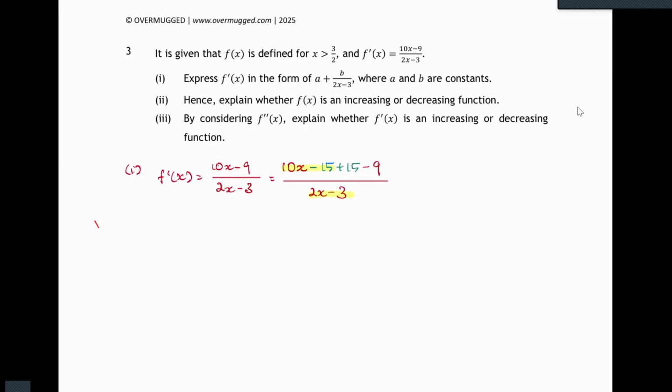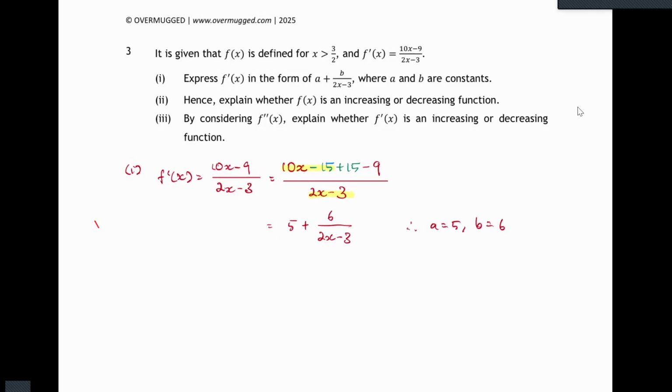2x minus 3, I'll get 5. Can? Then 15 minus 9 will just give me 6. Solved. So therefore, my A is equals to 5 and my B equals to 6.